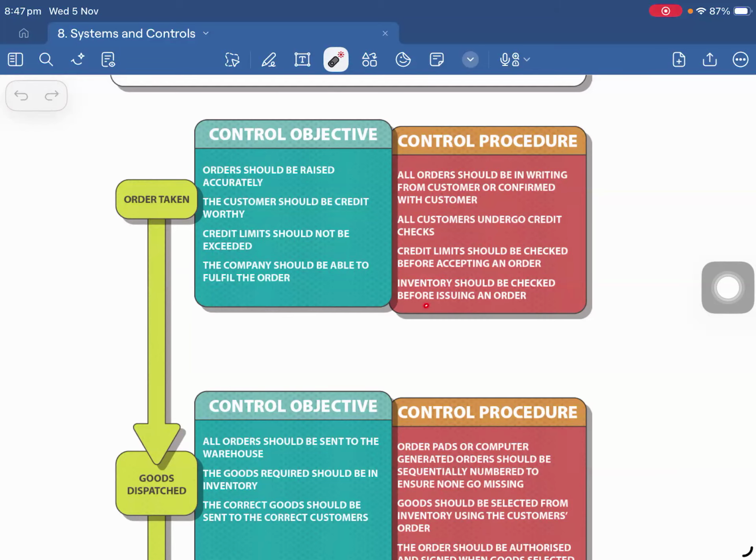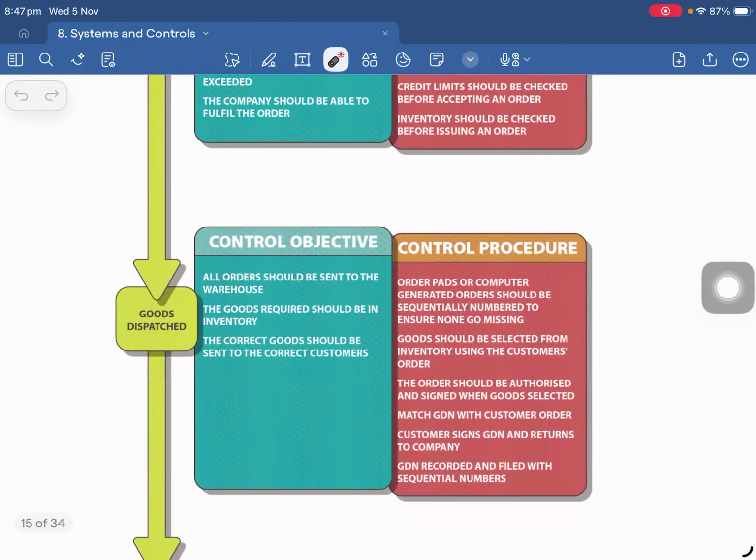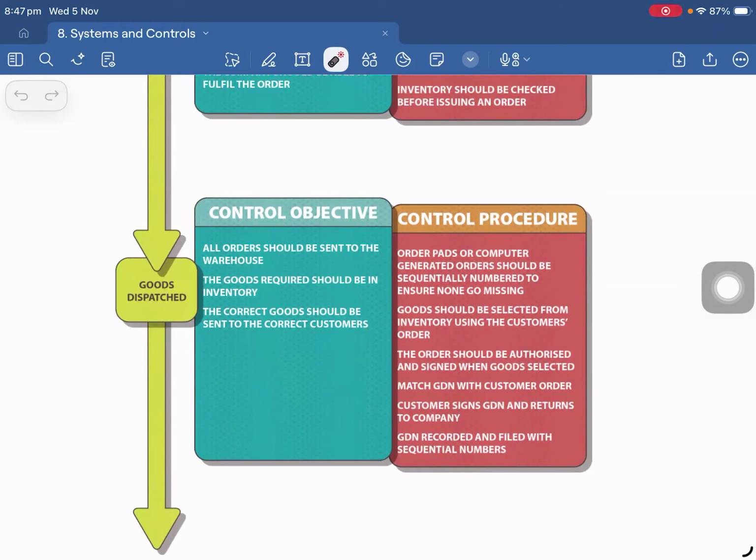Now, once the order is taken, we have to fulfill the order. So we are going to make sure that we have enough inventory to take the orders in the first place. Now, the order is taken. Now the goods need to be dispatched, right? For that, whatever orders are there should be sent to the warehouse in order to dispatch. And whatever goods have been ordered should be in the inventory, right? And also the correct goods should be delivered to the correct customer, right?